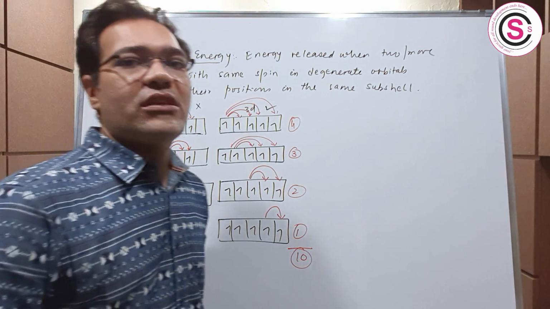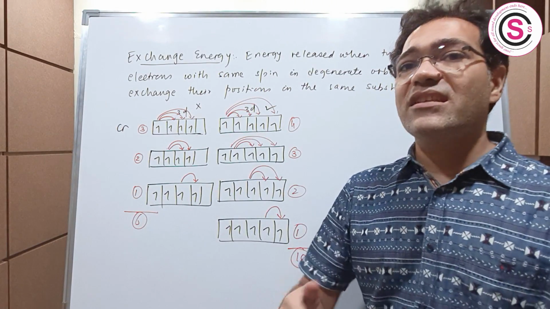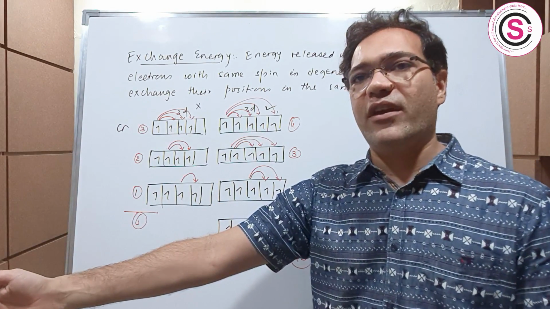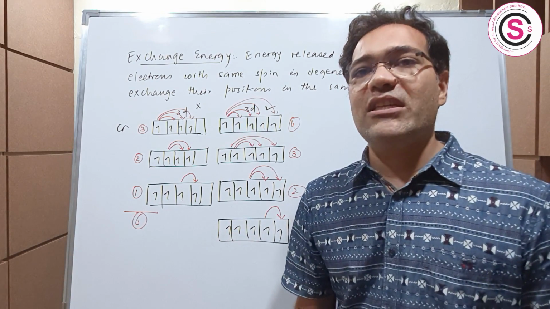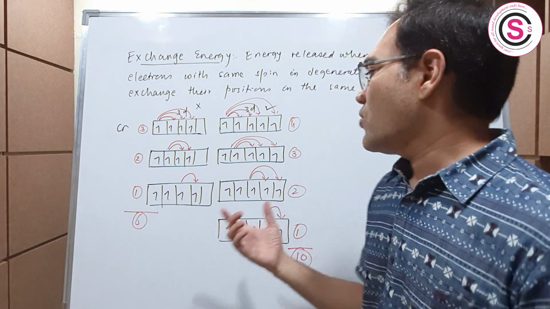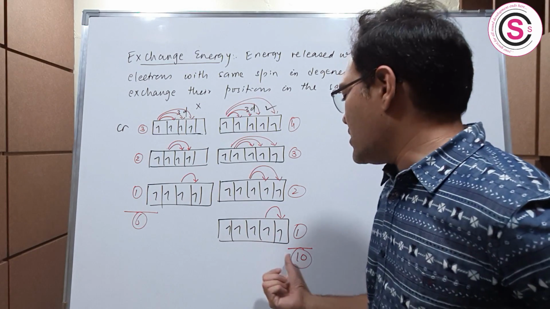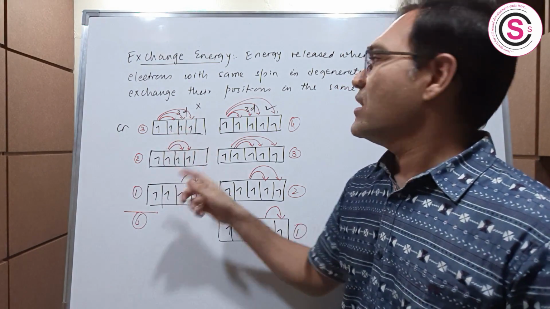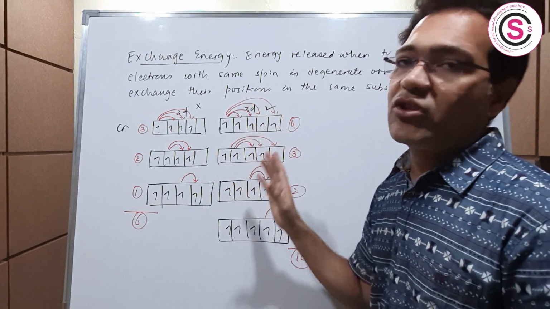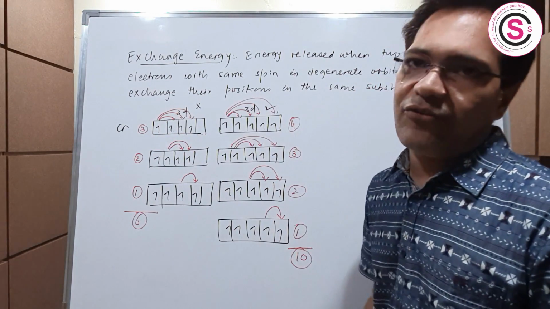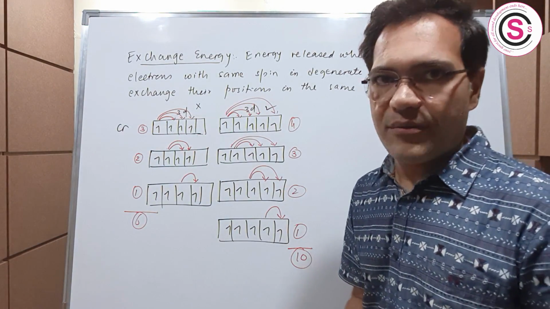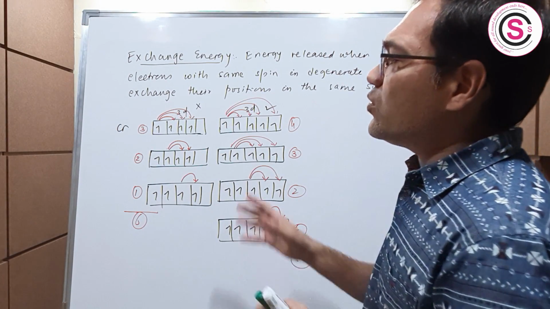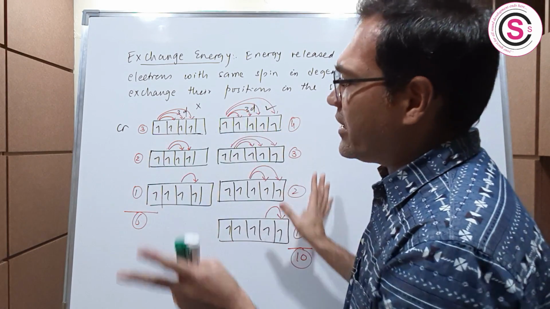More the number of exchanges, more will be the energy released. And as we know, the higher the amount of energy given out, the more will be the stability of the element. So here, because the number of exchanges is 10, which is more than the 6 exchanges, this particular electronic configuration is much more stable than the other one. Clear? Now, same way, but students, there is one condition that you have to understand.